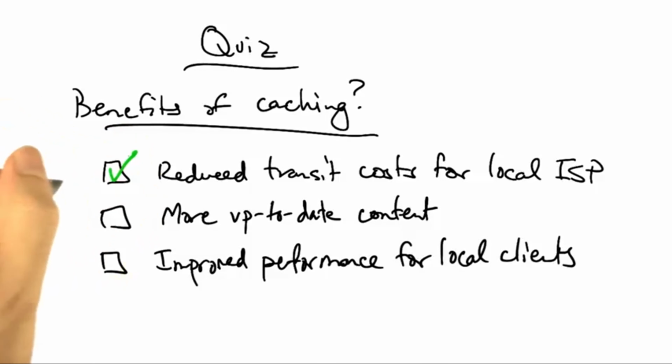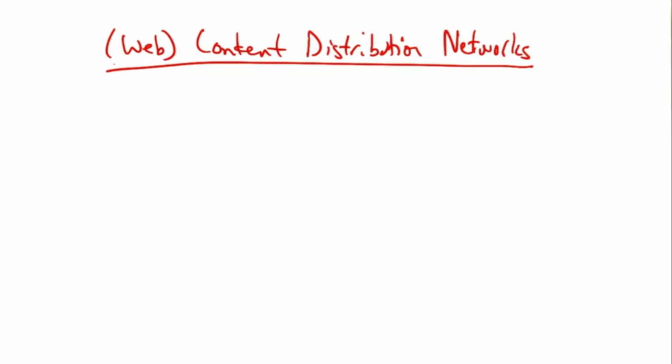Web caching can reduce transit costs for the local ISP by preventing every HTTP request from needing to go to the origin server. Because the content's also closer to the client, clients should also see improved performance. Let's now talk a little bit about Web Content Distribution Networks, or CDNs.